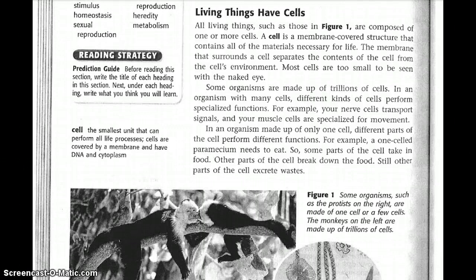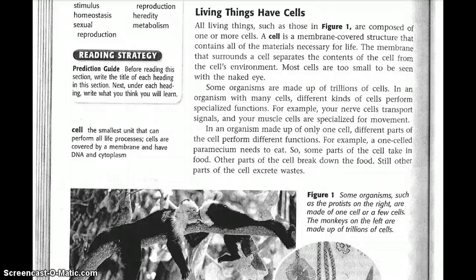Living things have cells. All living things, such as those in Figure 1, are composed of one or more cells. A cell is a membrane-covered structure that contains all of the materials necessary for life. The membrane that surrounds a cell separates the contents of a cell from the cell's environment. Most cells are too small to be seen with the naked eye. Some organisms are made up of trillions of cells.